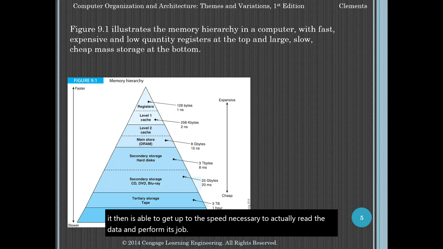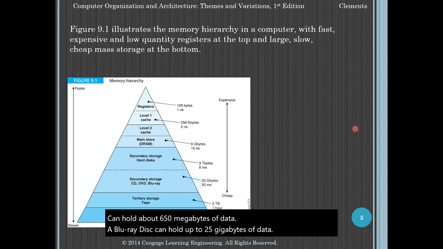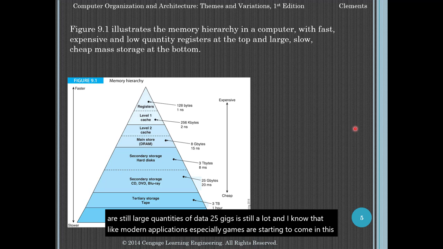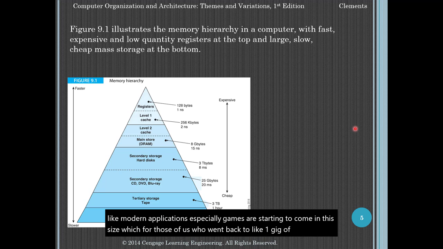Now, I do want to point out one thing about our pyramid here that's inaccurate in at least one sense. Optical storage is slower than magnetic storage, but it's not generally larger, right? Because we represent this as a pyramid, which implies that things above are smaller than the things below. A CD can hold about 650 megabytes of data. A Blu-ray disc can hold up to 25 gigabytes of data. And not that long ago, these were truly large quantities of data. I would argue that they're still large quantities of data. 25 gigs is still a lot. Modern applications, especially games, are starting to come in this size, which for those of us who remember when 1 gig of storage was a lot, when I download a game and it's 20 gigs, it physically hurts.